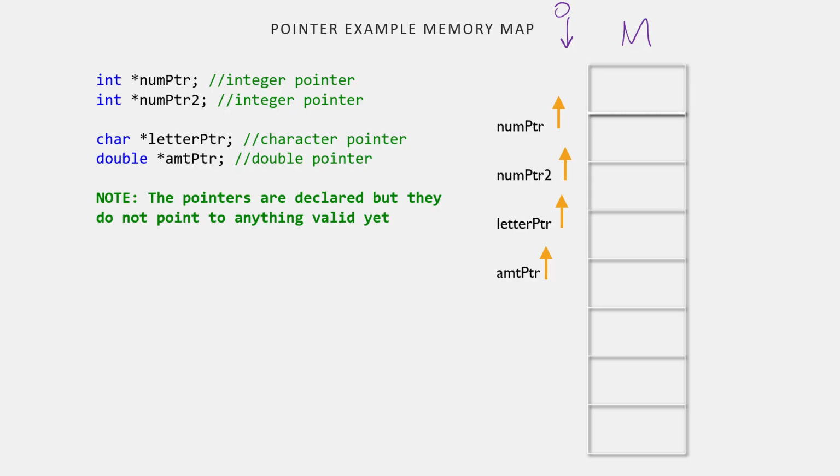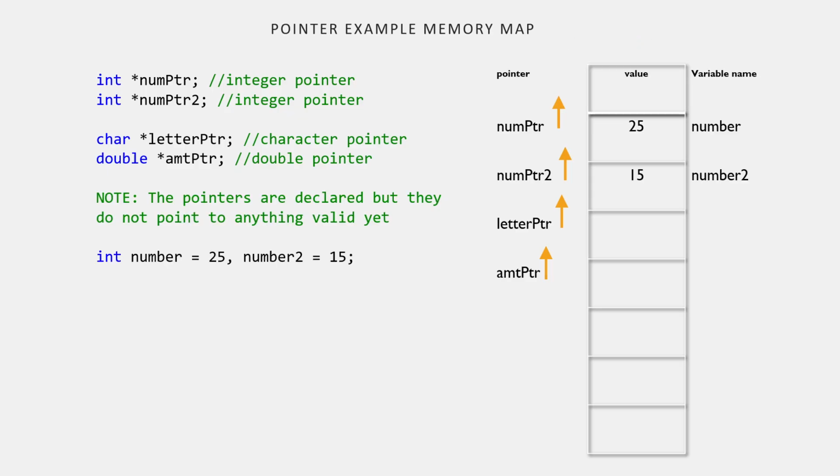So we've declared 4 pointers here, and they don't point to anything. The pointers do get allocated, but they are of no use to me in my program because they're not pointing to any usable data in my program. When I declare 2 numbers, number and number 2, then I'm actually allocating memory. But notice that my pointers aren't pointing anywhere unless I tell them to. I can assign them to point there.